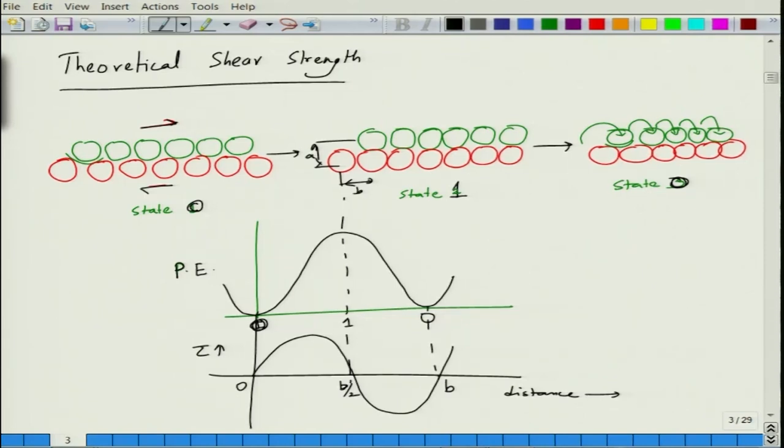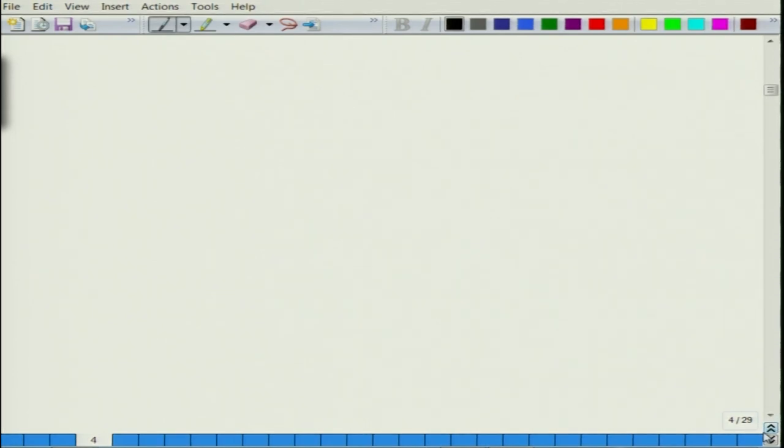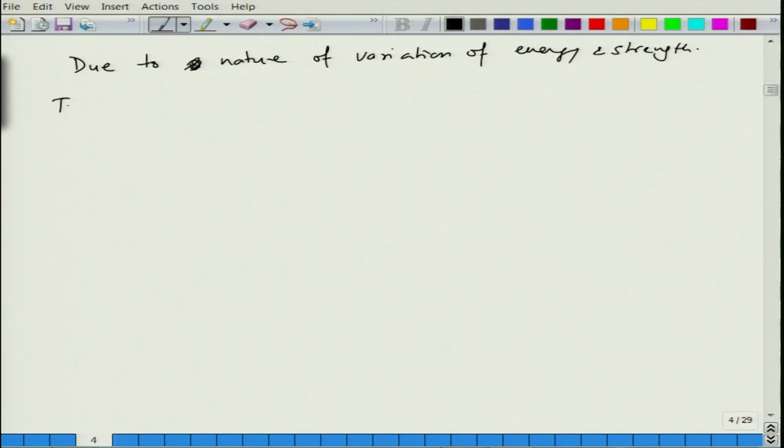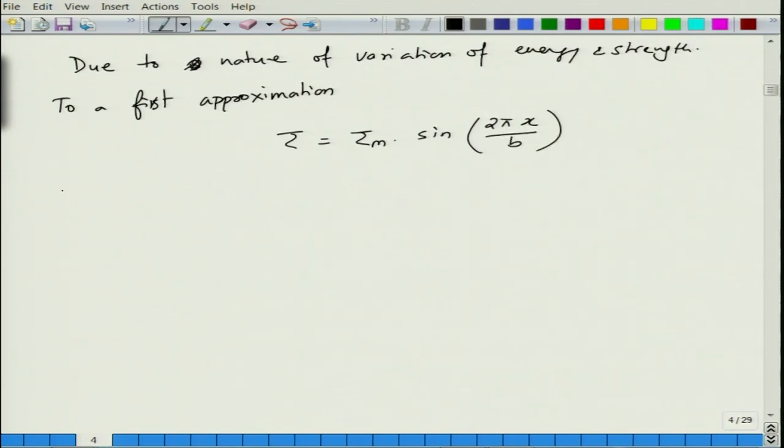So basically we want to work out what is a simple model for theoretical shear strength. So as a first approximation, due to the nature of variation of energy and strength, one can write the shear stress as tau m into sine of 2 pi x divided by b. So essentially this is the sinusoidally varying behavior. So this is x, this is 0, this is b by 2, and this is the maximum value, which is tau m, or you can say tau crss.